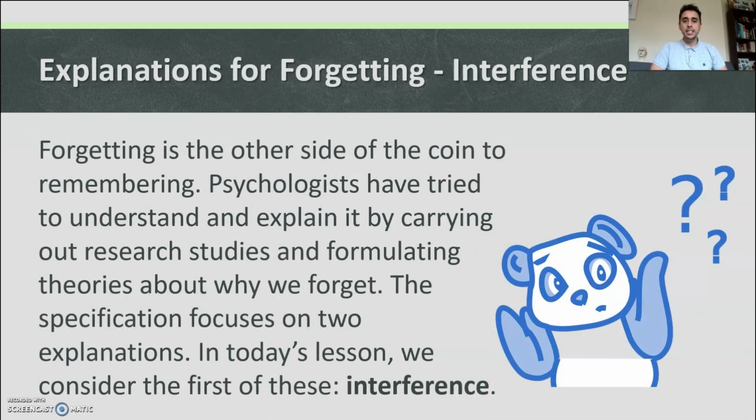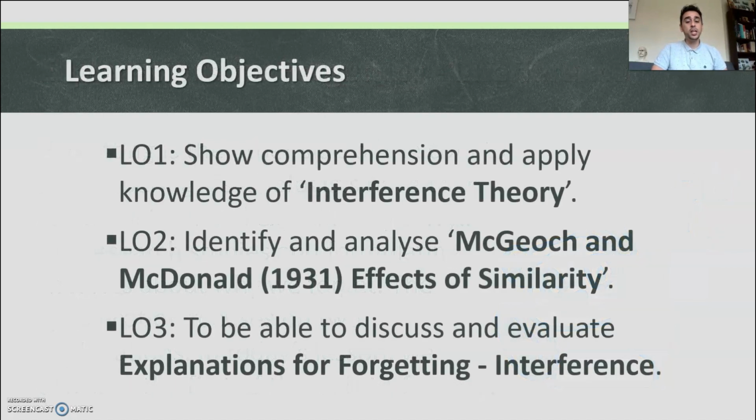Forgetting is the other side of the coin to remembering. Psychologists have tried to understand and explain it by carrying out research studies and formulating theories about why we forget. The specification focuses on two explanations. In today's lesson, we're going to consider the first of these, interference. So we're going to look at interference theory, we're going to look at research done by McGeoch and McDonald, effects of similarity, and then we're going to discuss and evaluate explanations of forgetting: interference.